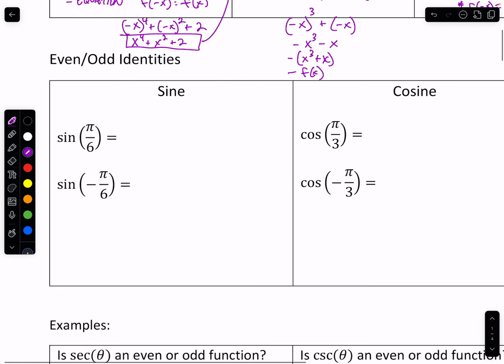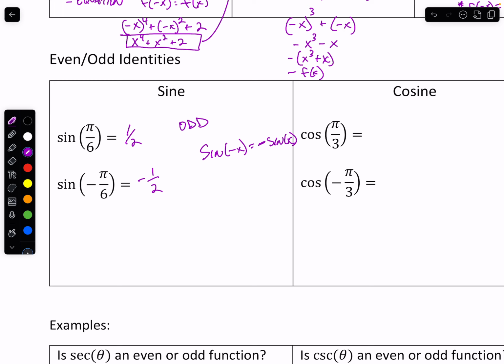All right, so here's some examples of what we would be dealing with. It's kind of what I just went through with you here. So if you take the sine of pi over 6, I get 1/2. And then if I do the sine of negative pi over 6, I get negative 1/2. So that means that this function is odd, because sine of negative x equals negative sine of x. It's the same value, but just the opposite.